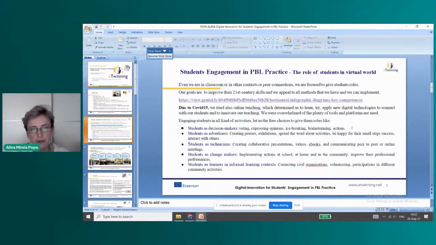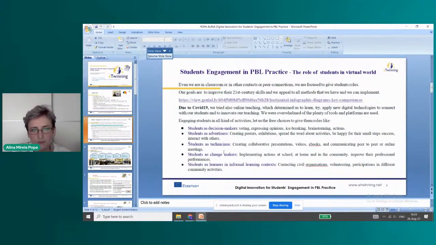Going back to my idea that we have to give students roles, it's important to think in a team or in the classroom, how can we make students think critically, giving them the first role, for example, students as decision makers. So we let them choose, and we give them warm-up activities or ice-breaking activities to make them have the courage to start an action, a project, or whatever we do.